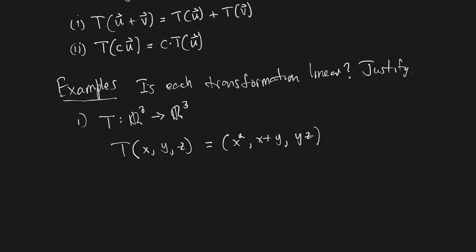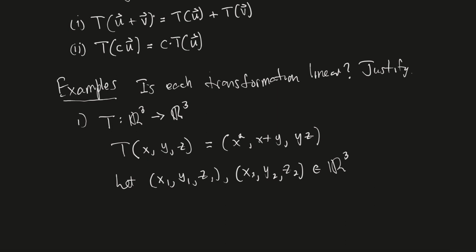Then we would have to check the scalar multiple test as well. So let's start with the additive requirement. I'm going to let x1, y1, z1, and then x2, y2, z2 be my vectors. You can call them u and v if you'd like, but I have to keep them general. So these are my vectors in R3.